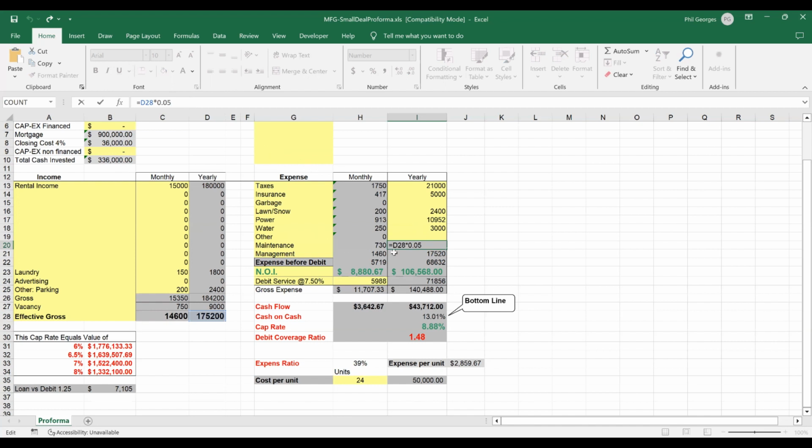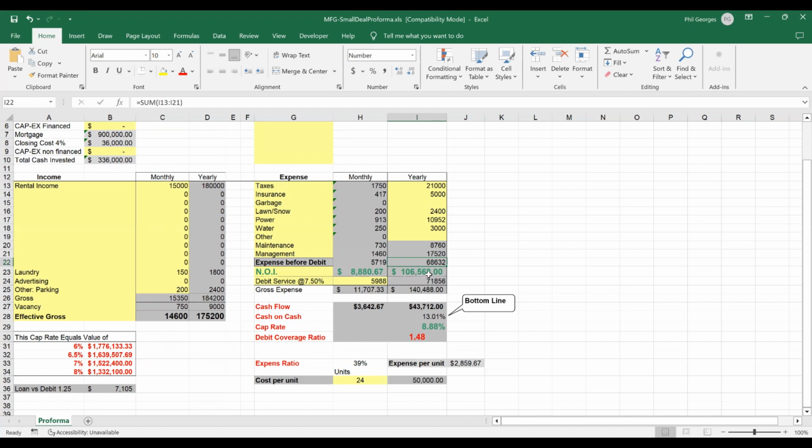The same thing with management. Smaller deals tend to be around 10% management. So if you can get management cheaper, you can put that right up there and then change that to whatever percentage you plan on paying. Here's the beauty of smaller deals. Smaller deals you can manage yourself, and you can pocket all of that management money, but always include it as part of the expenses. After you've done all that, you'll have your NOI.